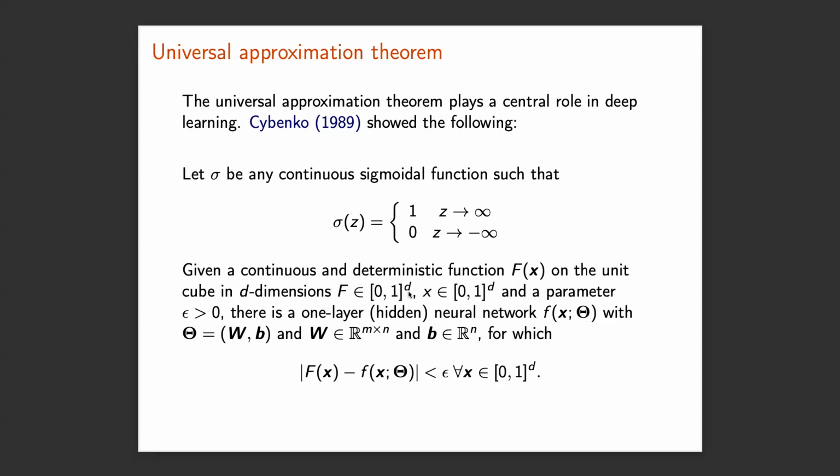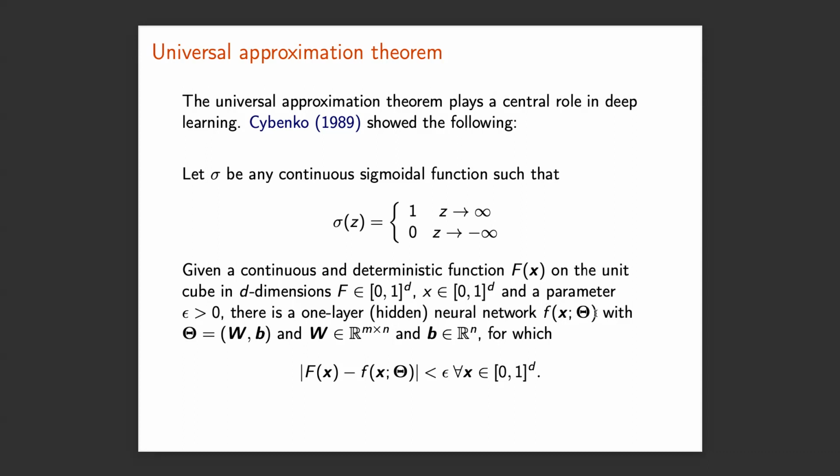So given such a function and a parameter epsilon, which is larger than 0, what Cybenko actually showed is that there's a one-layer hidden neural network. And I will use this symbol F and replace that with, this is my Y tilde.